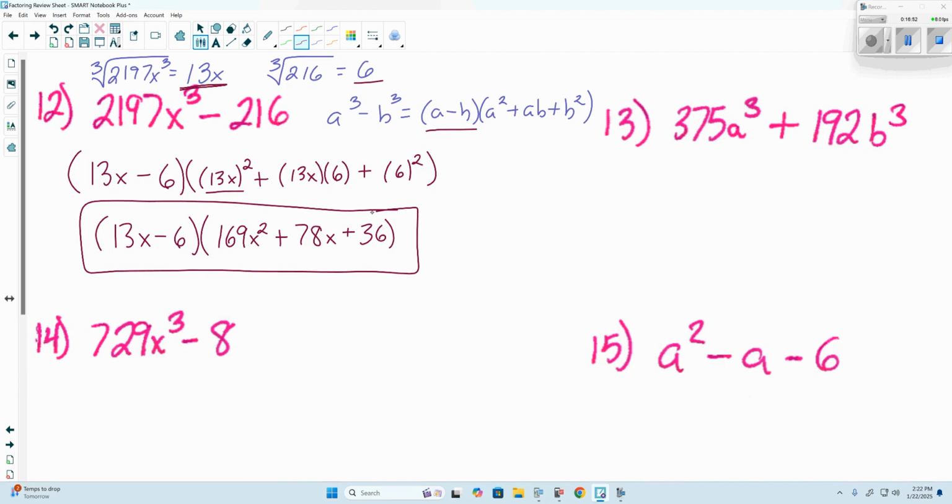So the difference between our sum and difference is the sign, because the first one, sum, is going to be a cubed plus b cubed. So like on 13, here we're saying that these two, 375a cubed and 192b cubed, are being added. So they are the sum of two cubed terms. So we'd use the sum. And if it's subtraction, it would be the difference. Now, here, is there a greatest common factor between these two?